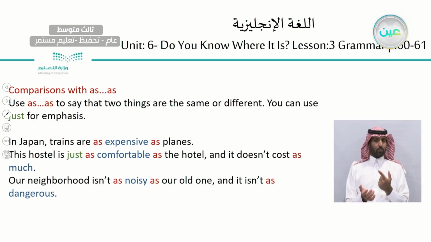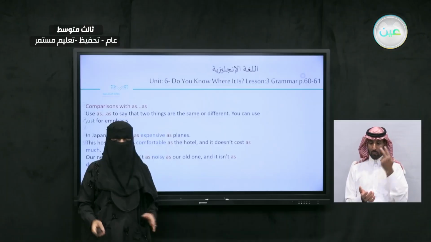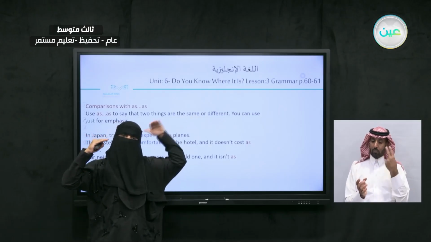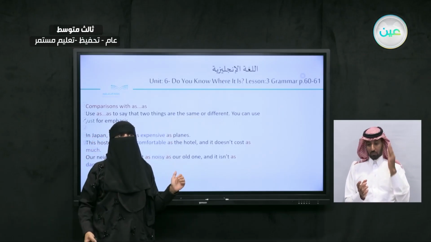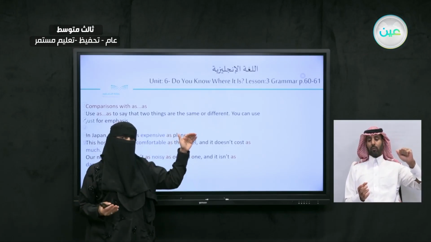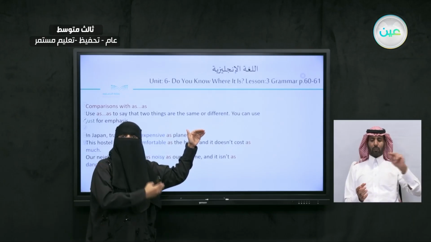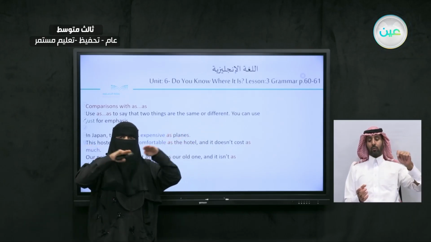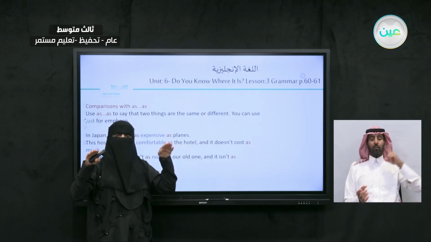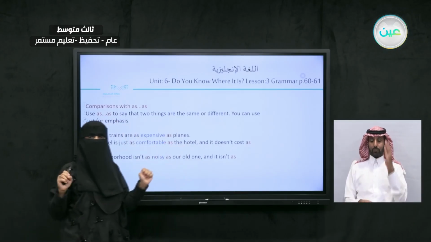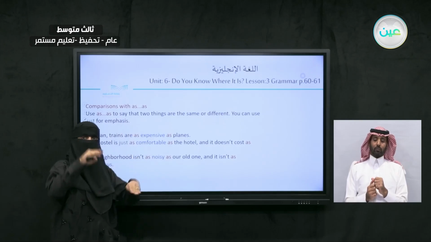If you look around the class, you have 2 girls or 2 boys, they have the same height. You can say Muna is as tall as Maha. They have the same height. They're not different. When things are similar, okay, you use as and as when there is no difference between them.